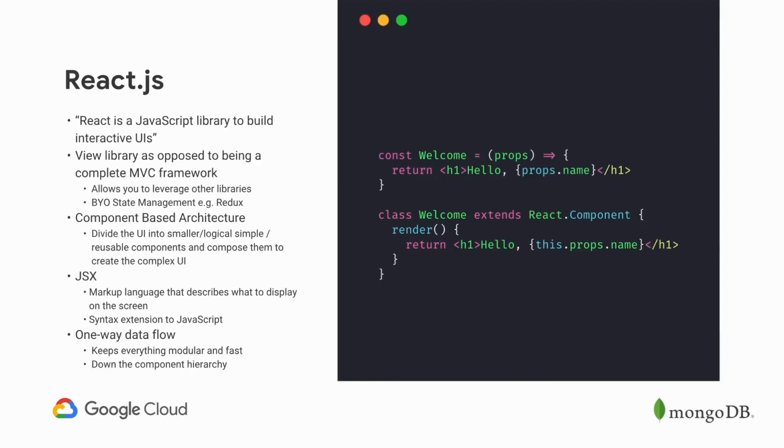You have classes and you have functions. The classes can take props and can maintain a state. And also it uses JSX, which is a JavaScript extension to create HTML-like code. If you look at this particular example, it returns h1 hello, props.name, h1. So it looks like HTML, but it's actually JSX. And React transpiles it, basically Babel.